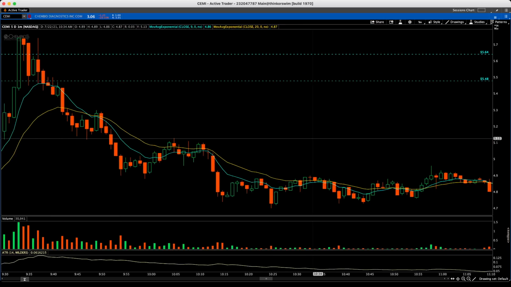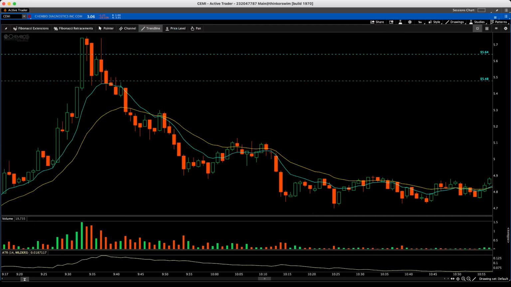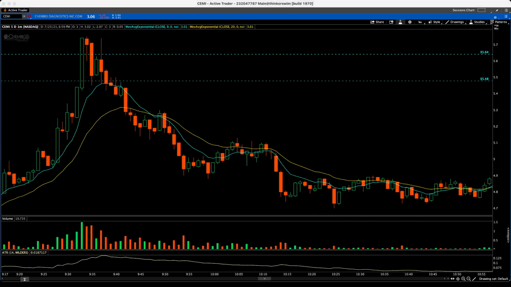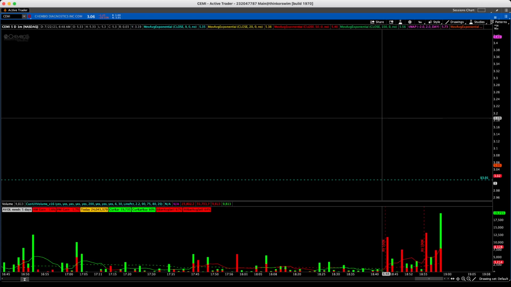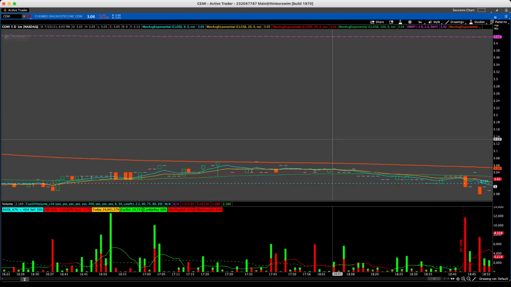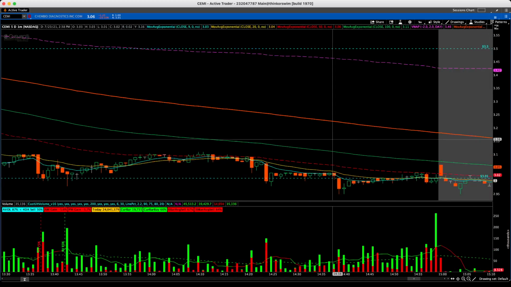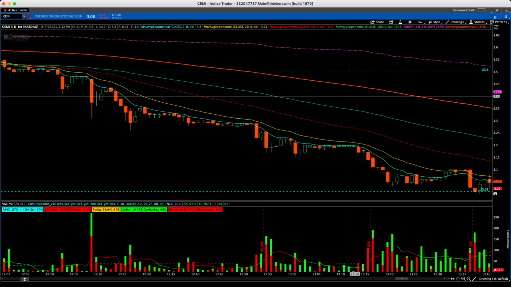And keeping in mind, you can also have all of them like I do up there. Let me go to my studies and load study set, and this is what I want. Does this have VWAP on there? Yeah, it has VWAP. So, okay.